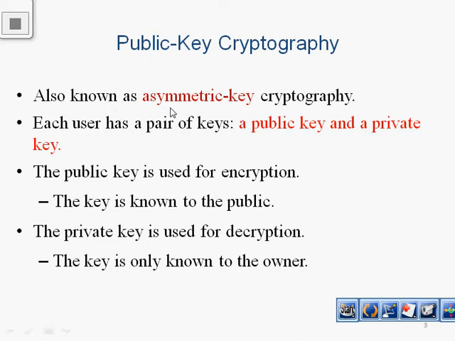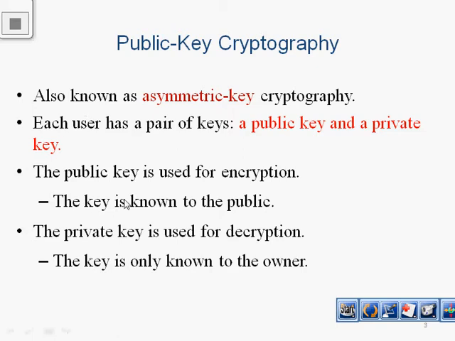See, first we discuss public key cryptography. Public key cryptography is also known as asymmetric key cryptography. That means a pair of keys is used. Each user has a pair of keys: one is a public key, another one is a private key.